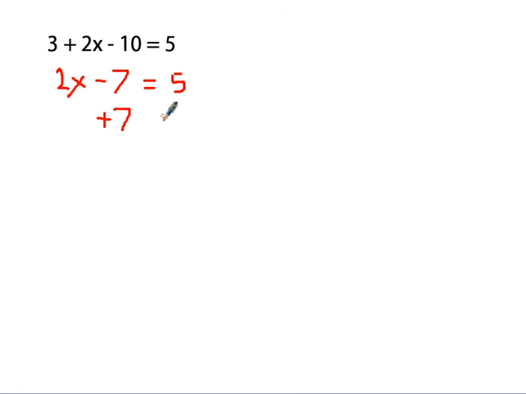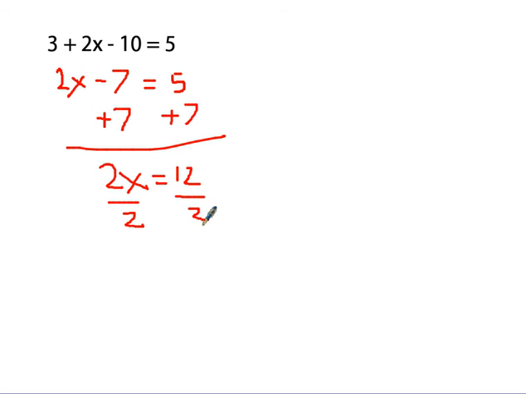I add 7 to both sides, and I get 2x is equal to 12. Divide both sides by 2, and I get x is equal to 6.